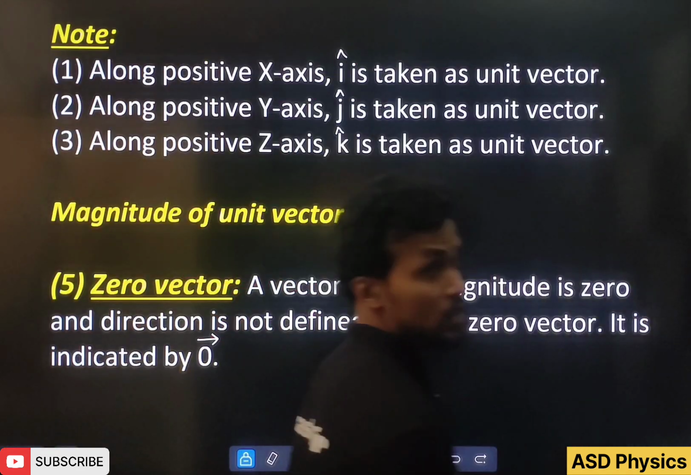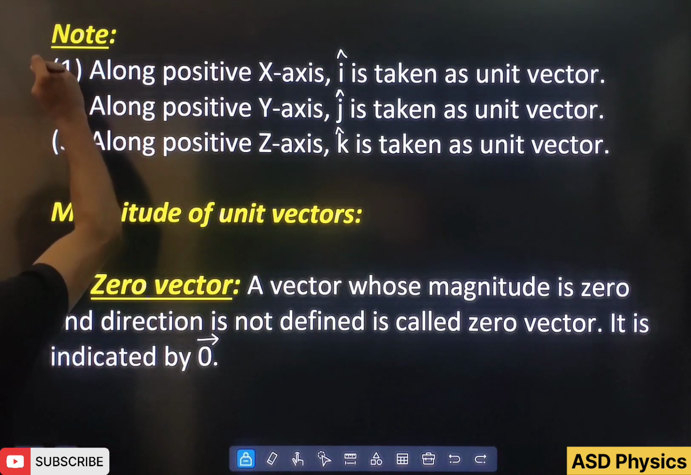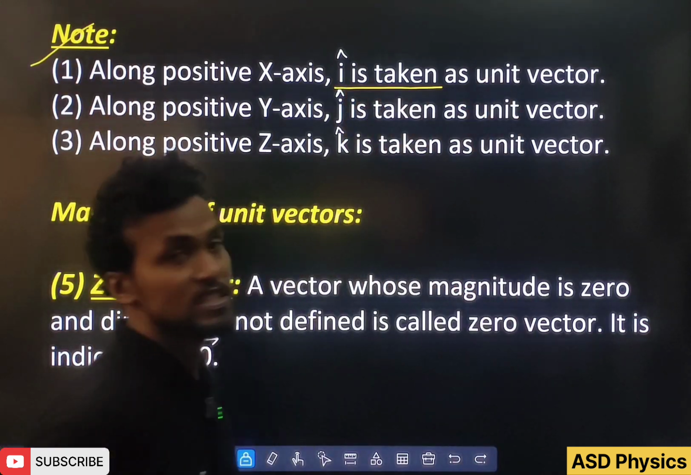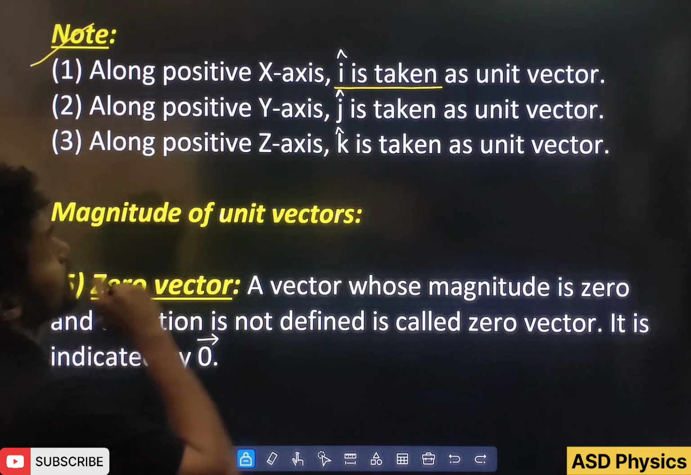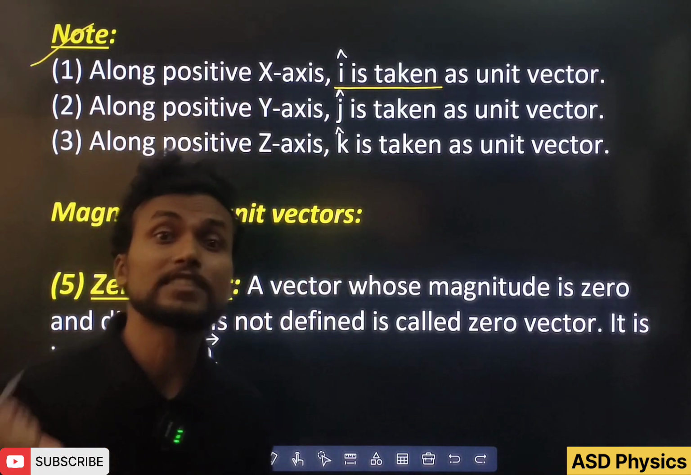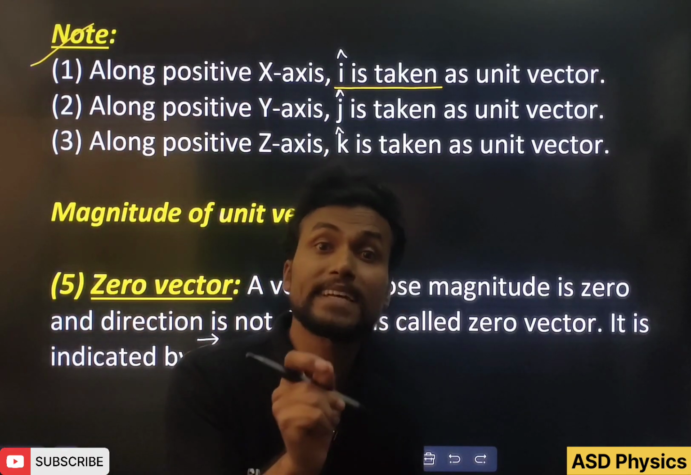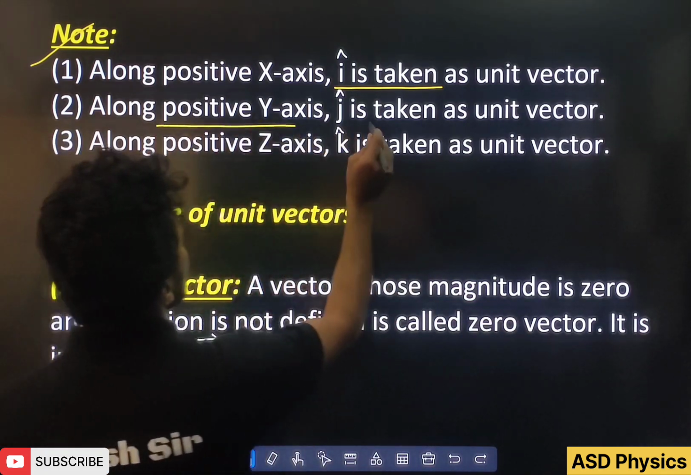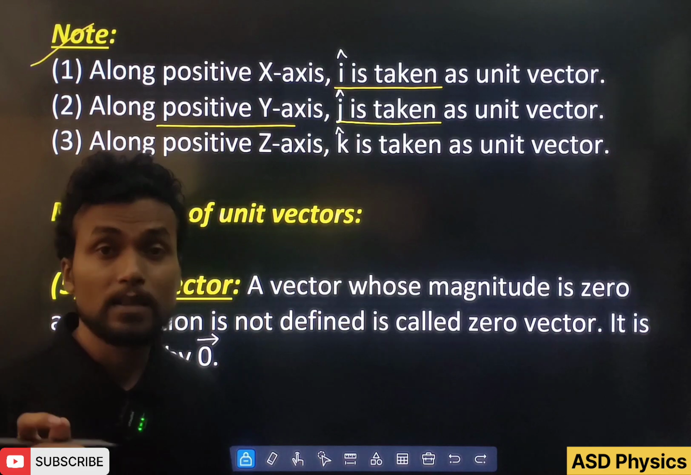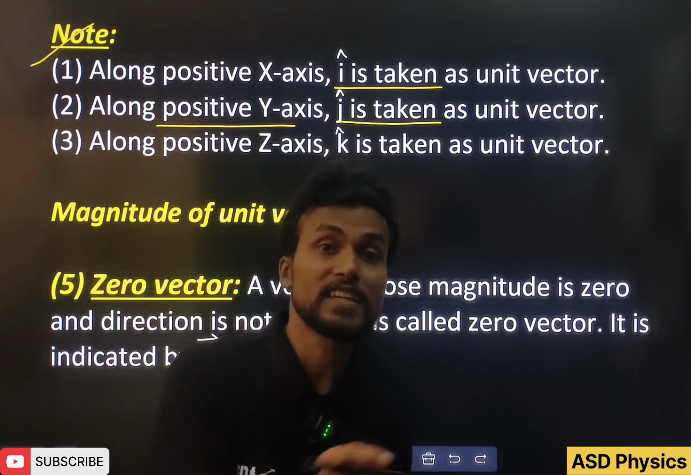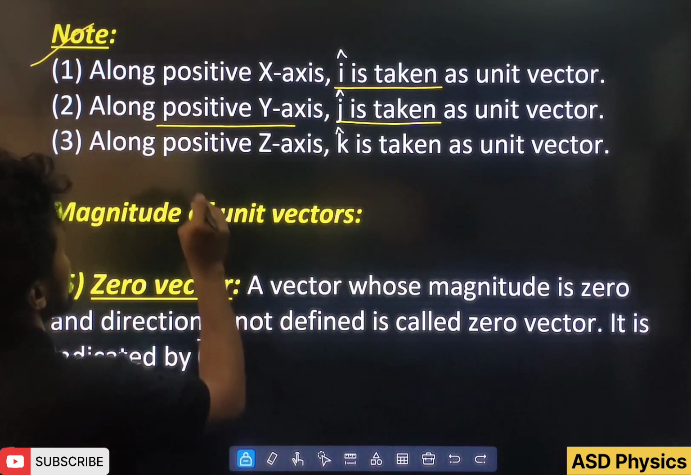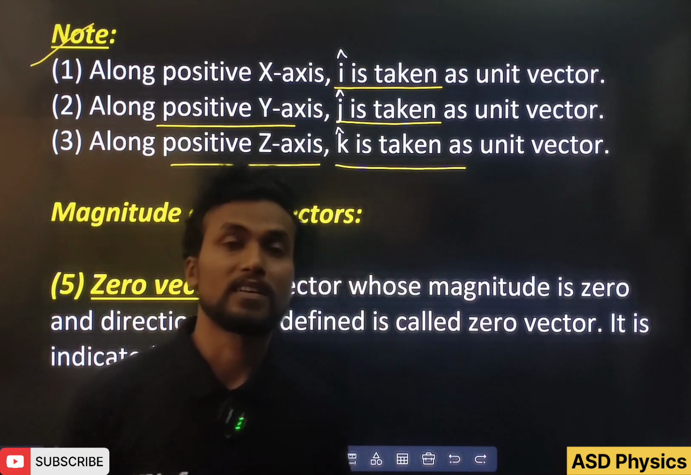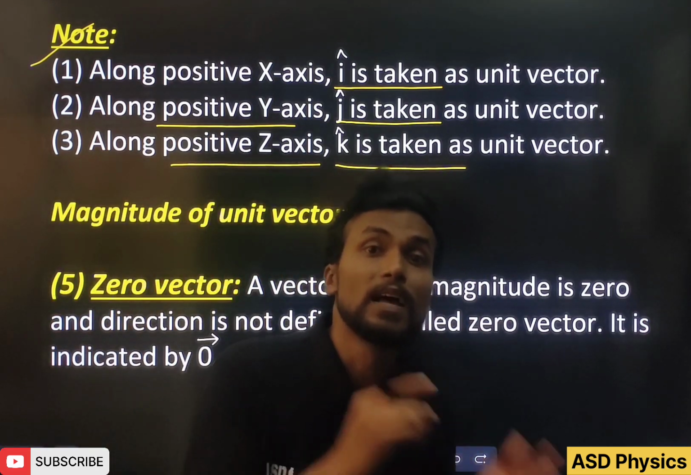Now, we are just reaching the end here. Note that along the positive x-axis, i cap is taken as the unit vector. Positive x-axis means i cap, so negative x-axis means minus i cap, the opposite vector. Similarly, positive y-axis means j cap, and negative y-axis means minus j cap. Along the positive z-axis, k cap is taken as the unit vector, and along the negative z-axis, minus k cap.